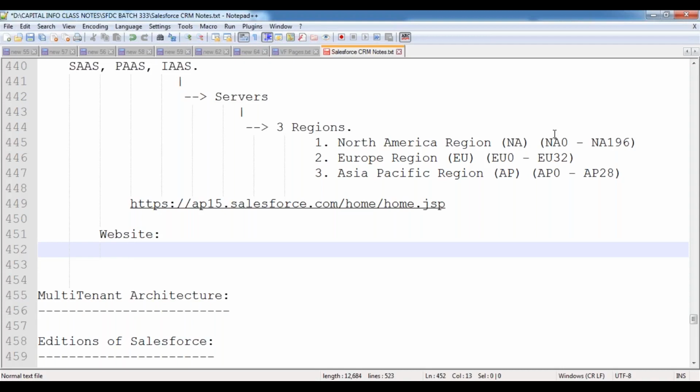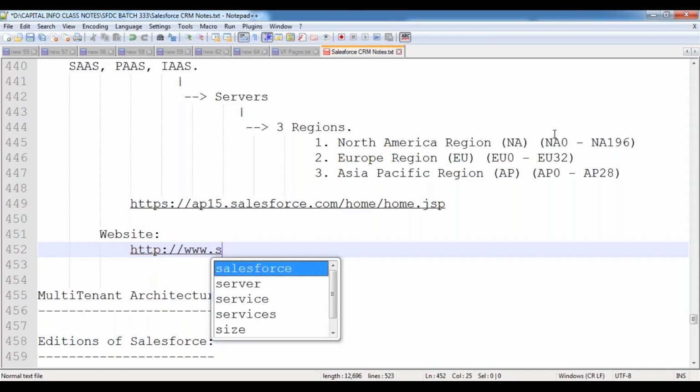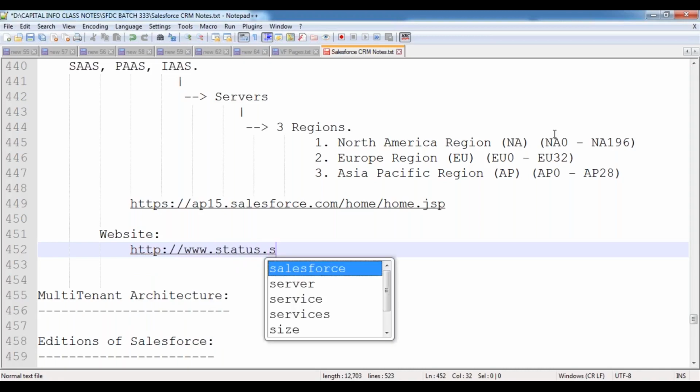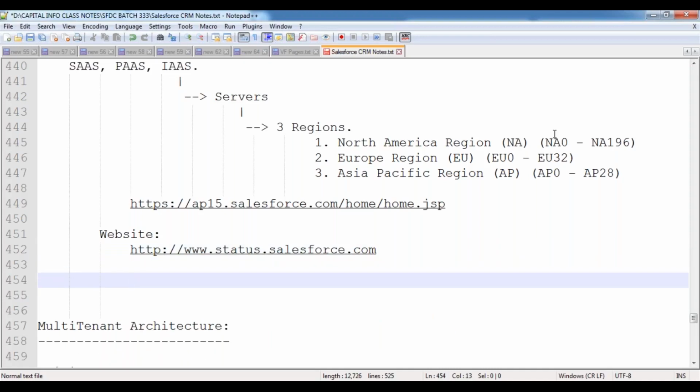Now, how can we verify that? What is that website? The website is called status.salesforce.com. Through this website, we can verify what the various servers are in each and every region, what the current status of the server is, we can verify the historical status of the server, and we can verify the maintenance calendar also for the next 1 year.